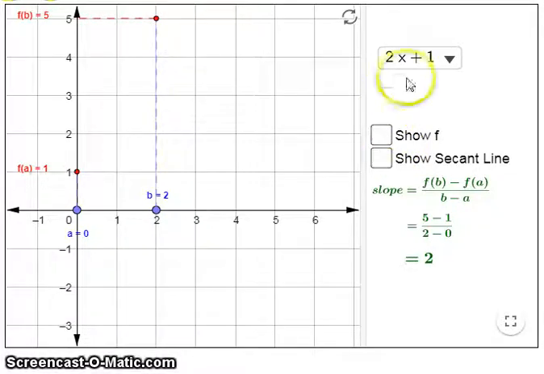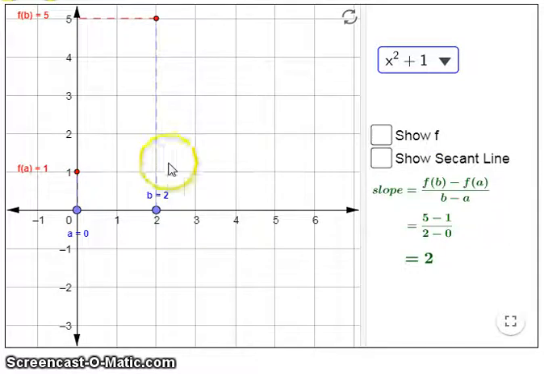Let me shut off this graph here, and I'm going to select a different function, x squared plus 1, and I'm going to keep these points the same. So when a is 0, then f of a is still 1. 0 squared plus 1 is 1. And when b is 2, f of b is still 5. 2 squared is 4 plus 1 is 5. And so this gives me the exact same calculation as I have down below here.